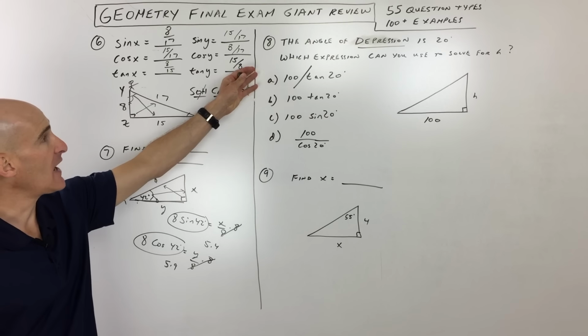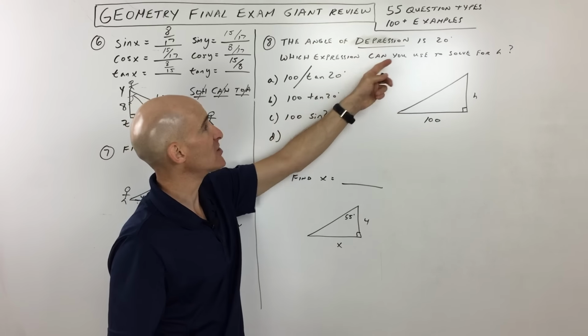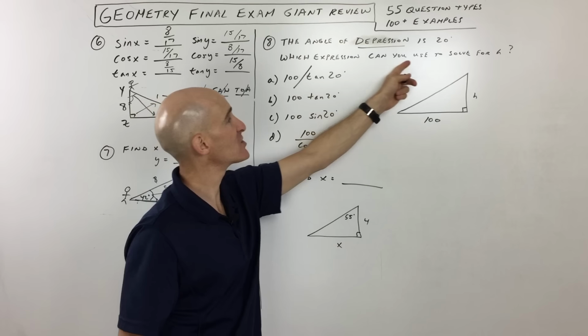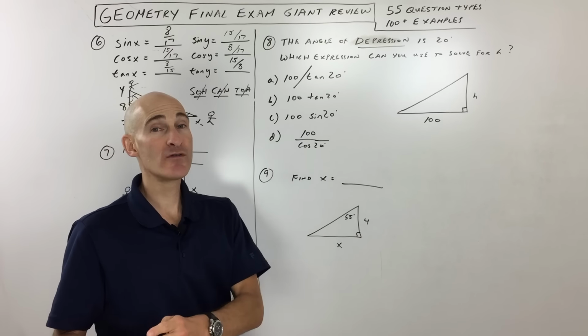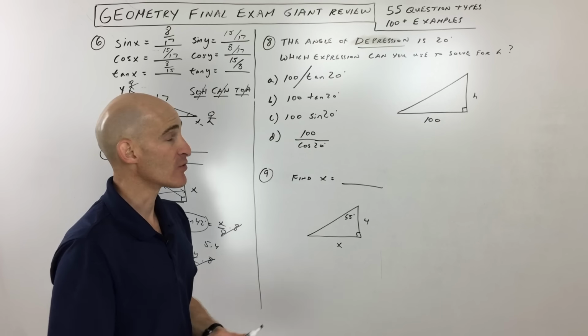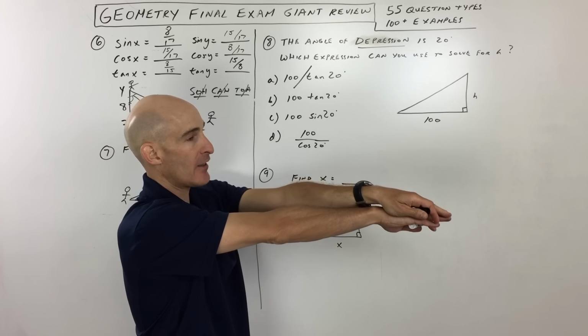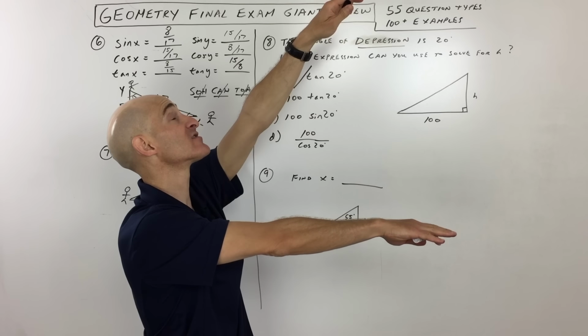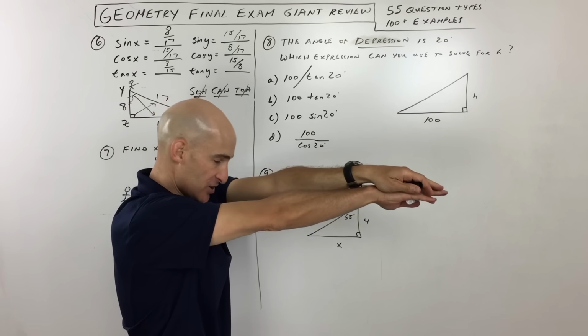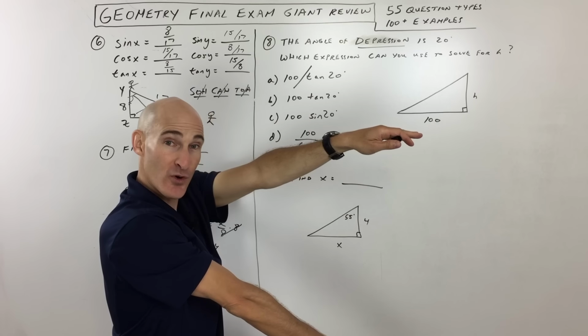Now question number 8, it says the angle of depression is 20 degrees. Which expression can you use to solve for h? So they give us this figure here. Now a quick review of angle of elevation, angle of depression. Remember, elevation is like you're elevating, you're looking up. So you're looking up, that's your line of sight from the horizontal. Depression is what? It's like you're looking down from the horizontal.